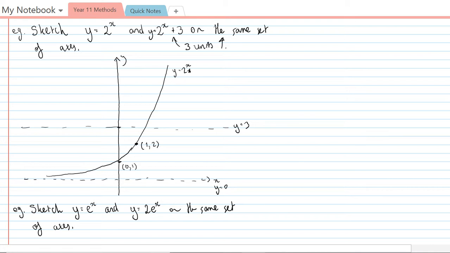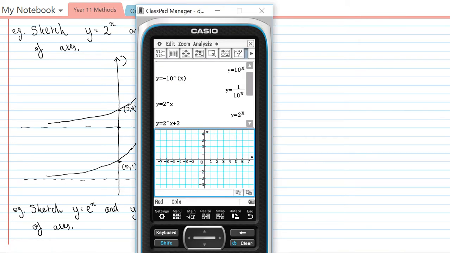The point (0, 1) moves up 3 units, so it's now (0, 4). And the point (1, 2) moves up 3 units, so it's now (1, 5). And so we get a shape like that, which is y equals 2 to the x plus 3. So the entire graph moves up 3 units, and again we'll confirm this on the calculator. So there's y equals 2 to the x, and y equals 2 to the x plus 3.